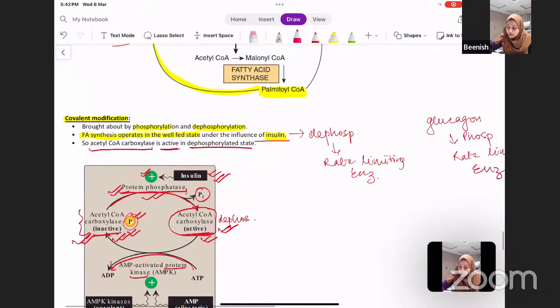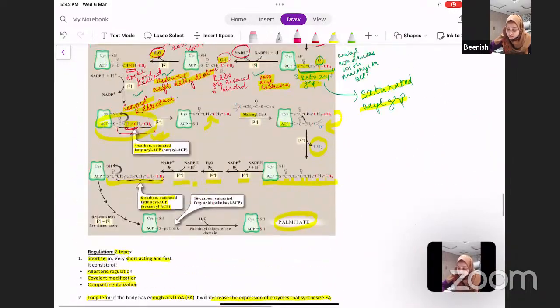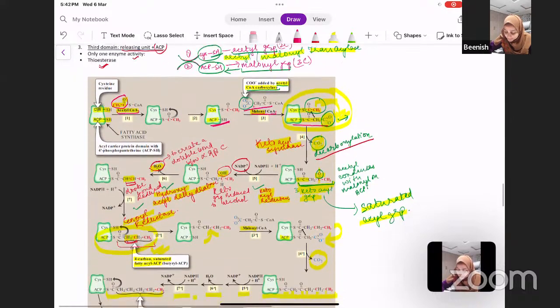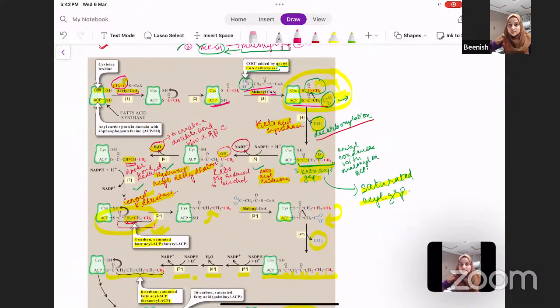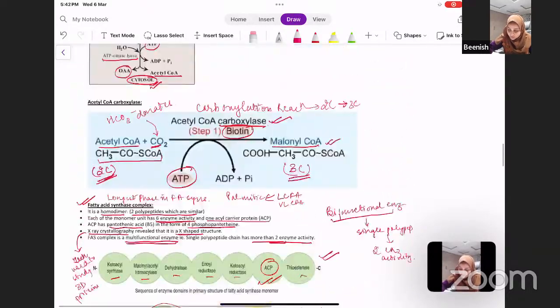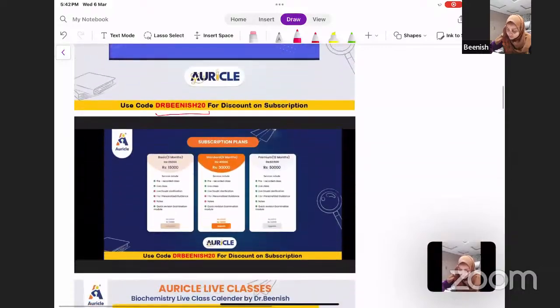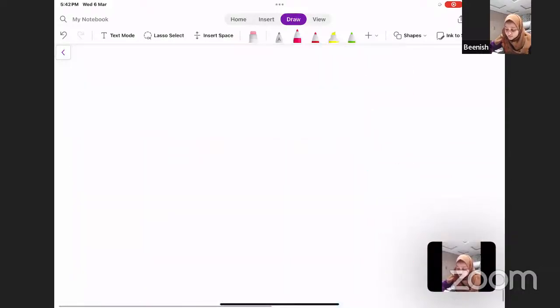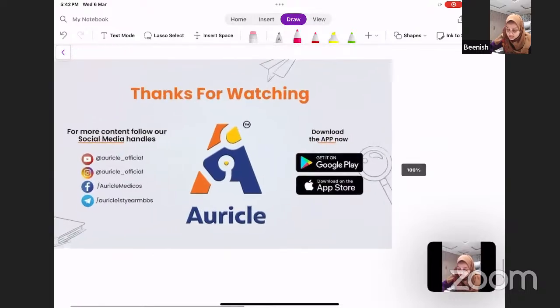So that was about fatty acid synthesis. I hope it's clear, especially these steps because they were a little complicated. Okay, so that was all about fatty acid synthesis.